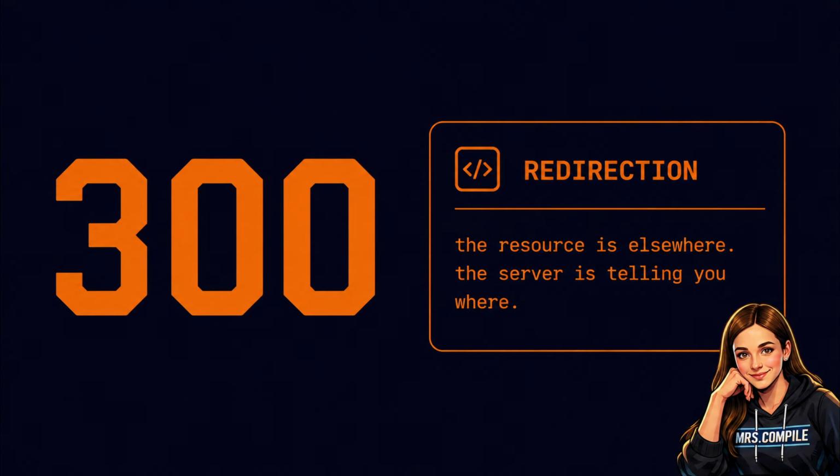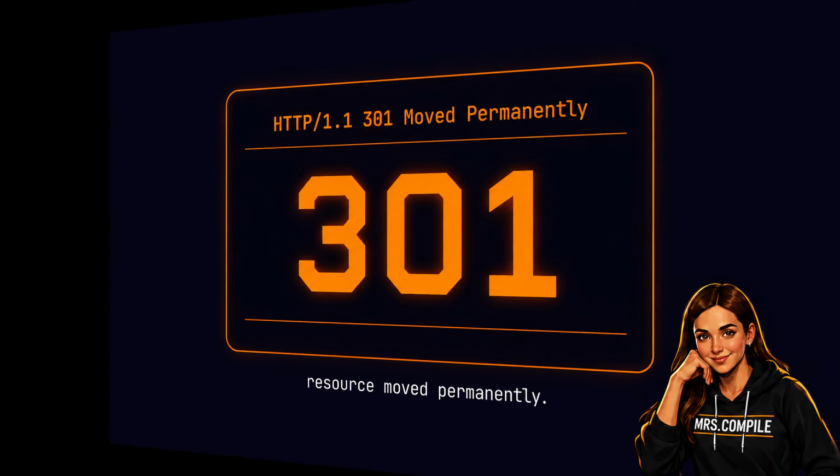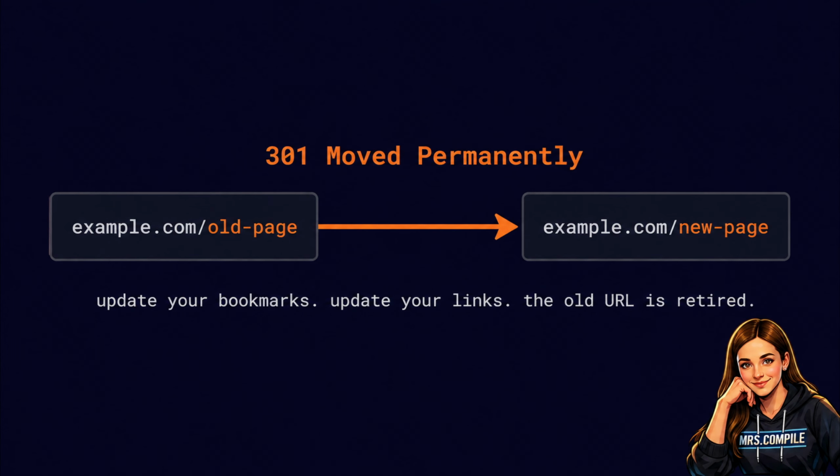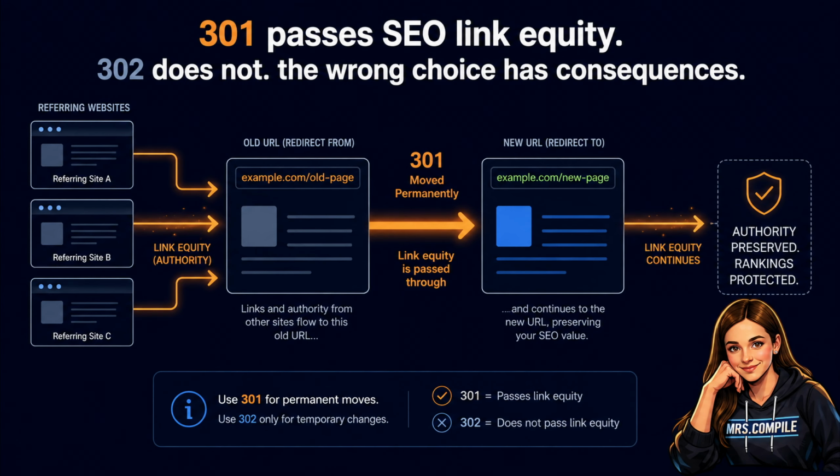300 means redirection. The resource isn't here, but the server knows where it is, and it's telling you. 301 means moved permanently. The resource has a new URL. Update your records, your browser, any CDN caching this URL, any SEO crawler. They should all update to the new address. The old URL is done. That's what permanent means.